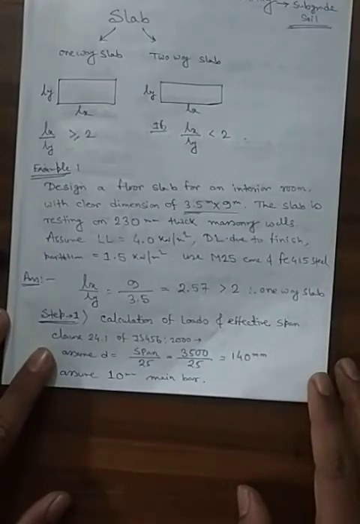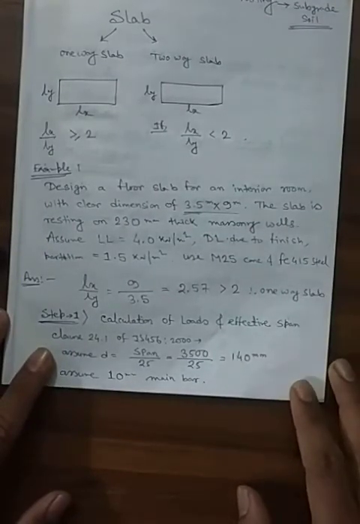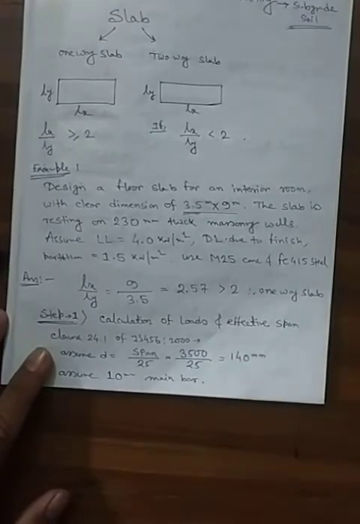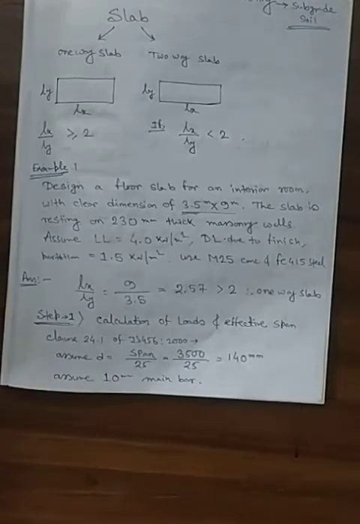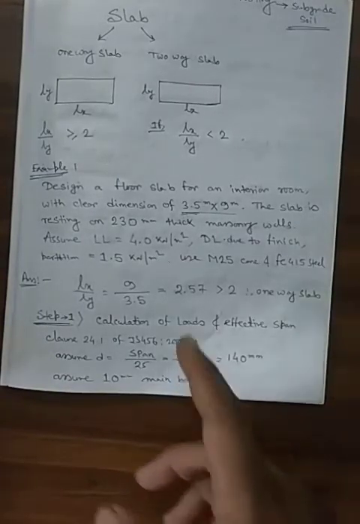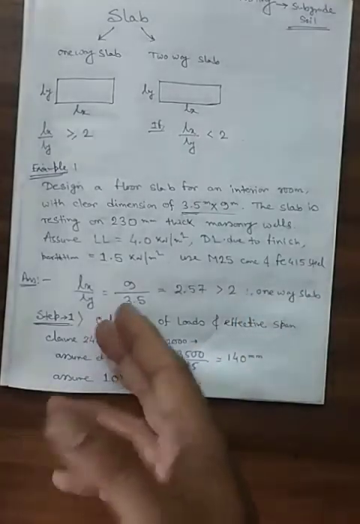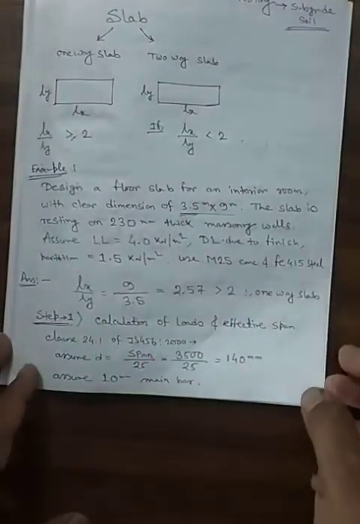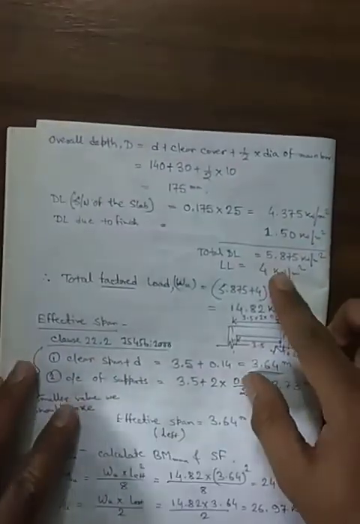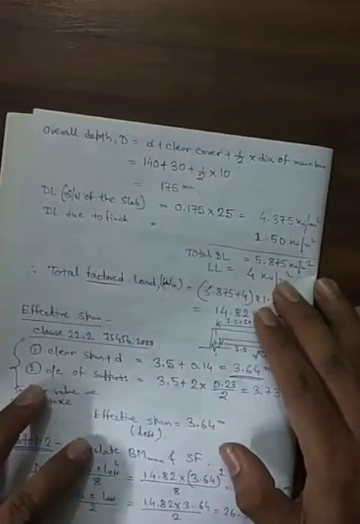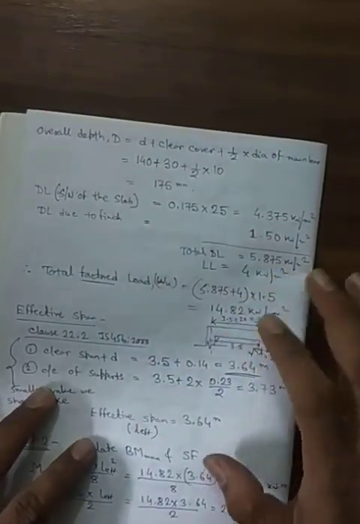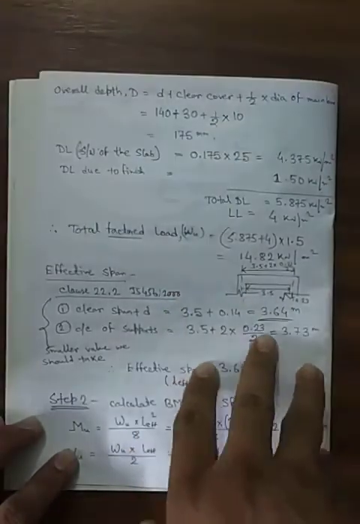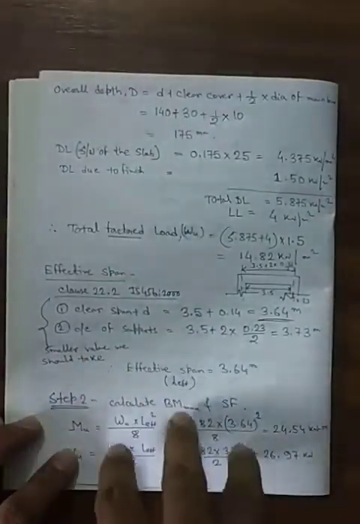Now let's summarize. First of all, we have to check whether this is a one-way slab or a two-way slab. By Lx by Ly we can determine this. First we determine this is a one-way slab. Next, move on to step 1: we calculate the loads and the effective span value. After that, we calculate our overall depth, then our factored load, and from the factored load we calculate our effective span. Next we move on to the maximum bending moment and maximum shear force.